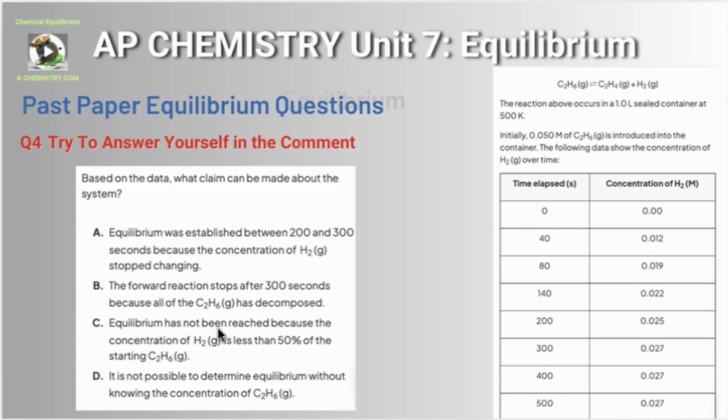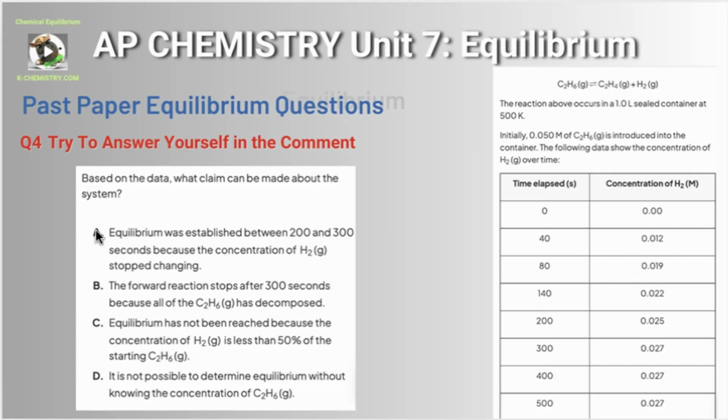The equilibrium has not been reached because the concentration of H2 is less than 50% of the starting concentration. The equilibrium is determined by constant concentrations, not by a specific percentage in which the reactants are converted into products. The last option: it's not possible to determine equilibrium without knowing the concentration of C2H6. This is not correct, as we have enough data here to tell that the reaction is at equilibrium, as the concentration of H2 is shown.